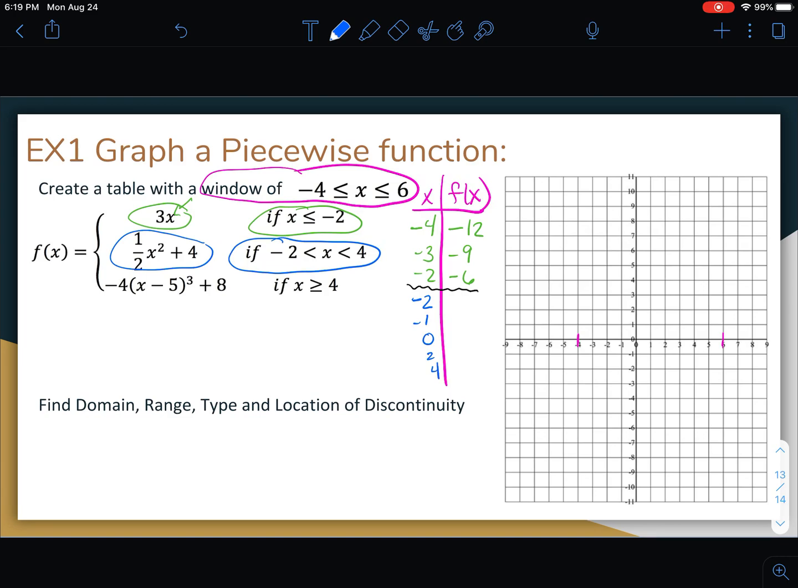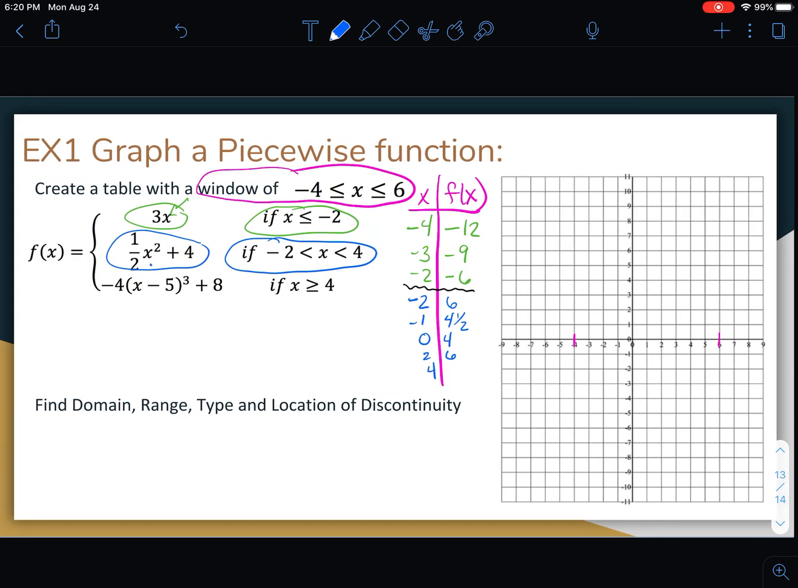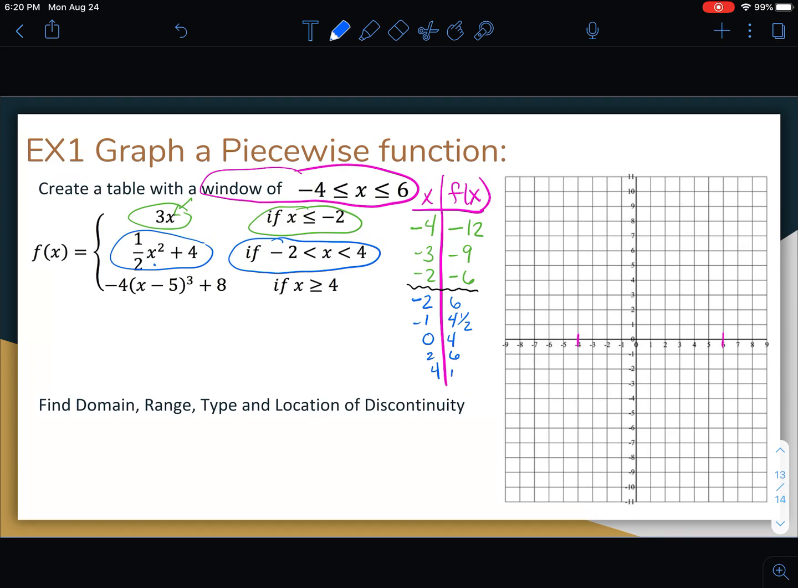So for the -2, when I plug that in for x right here, I'm going to get half of 4, which is 2, so I would get a 6. If I plug in -1, 1 times a half is a half, so I get 4.5. If I plug in 0, I get 4. If I plug in 2, half of 4 is 2, I get a 6. And if I plug in 4, I get, let's see, 16, half of that is 8, and I get 12.